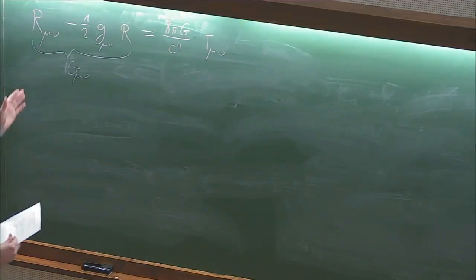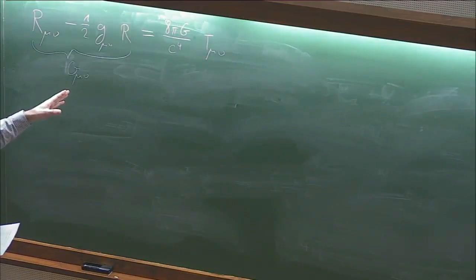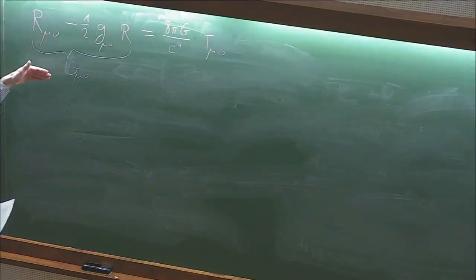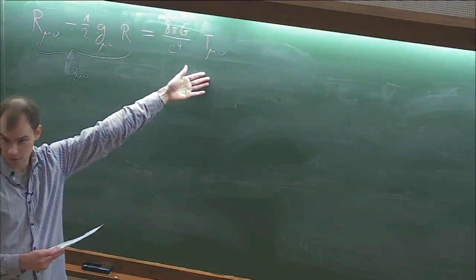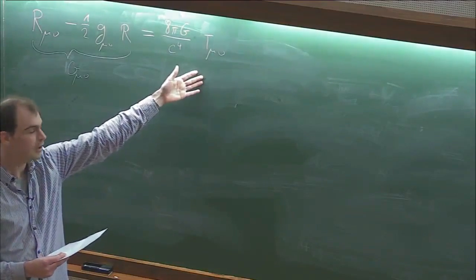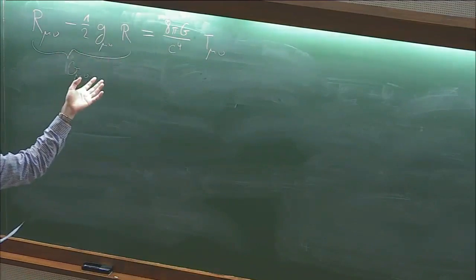So basically, the content of this equation is that you have the curvature of spacetime. The curvature of spacetime is the geometry that tells matter how to move. And on the right-hand side, you have the energy content of your matter that tells your spacetime how to curve. So you have this interaction between matter and spacetime.